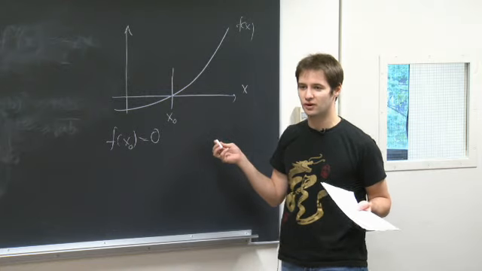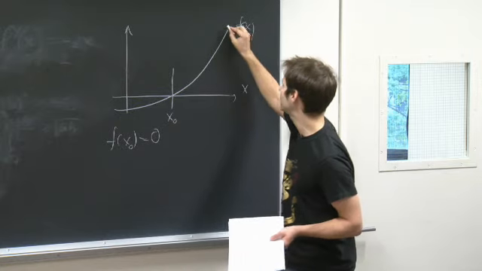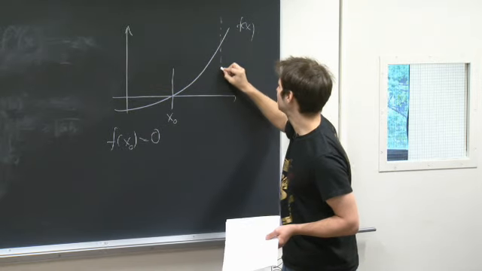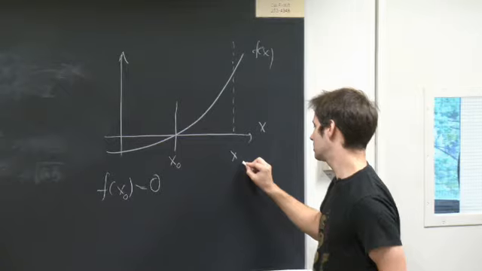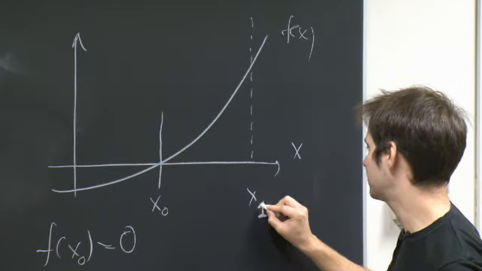But it can't be too far off. We'll see that if you're too far off, you're not going to converge, or you're not going to converge fast enough. So say we start somewhere here, and we think this is pretty close. It's not quite there, but it's pretty close.